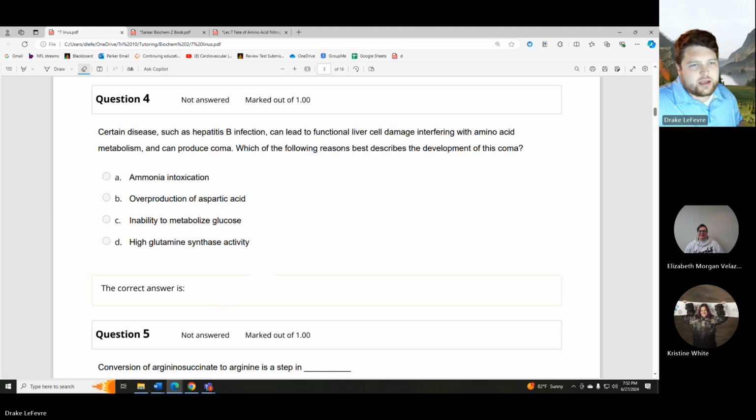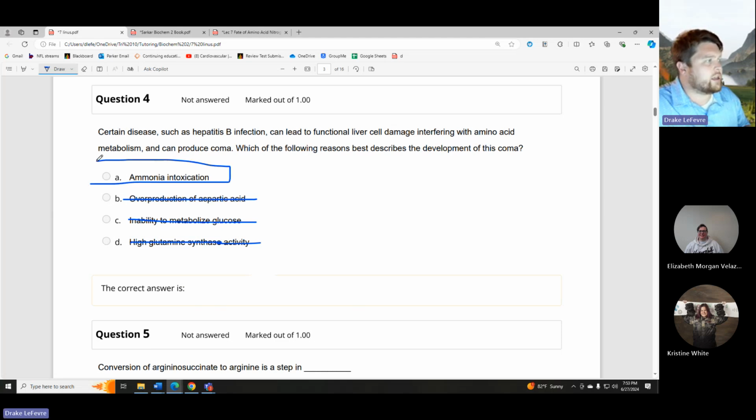Certain diseases, such as hepatitis B infection, can lead to functional liver cell damage, interfering with amino acid metabolism, and can produce coma. Which of the following reasons best describes the development of this coma? So if the liver is having issues, look at a couple of these answer choices. Inability to metabolize glucose. Obviously, we have other parts besides the liver that can metabolize glucose. The glutamine synthase activity has to do with a whole other process that we'll look at as well. Overproduction of aspartic acid. Aspartic acid is not going to be produced in the liver.